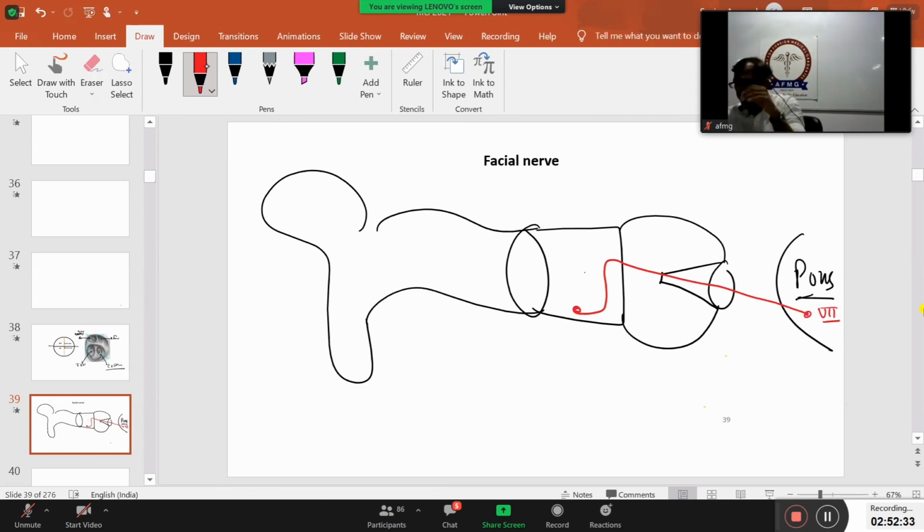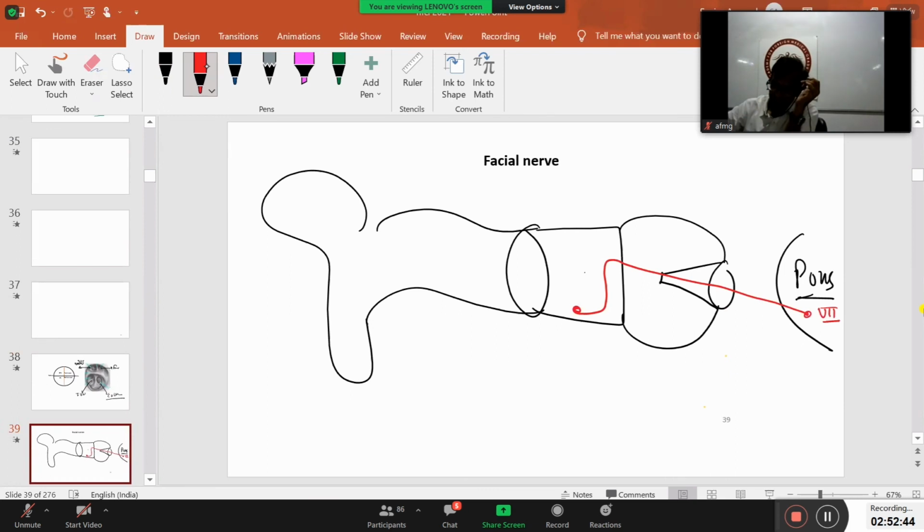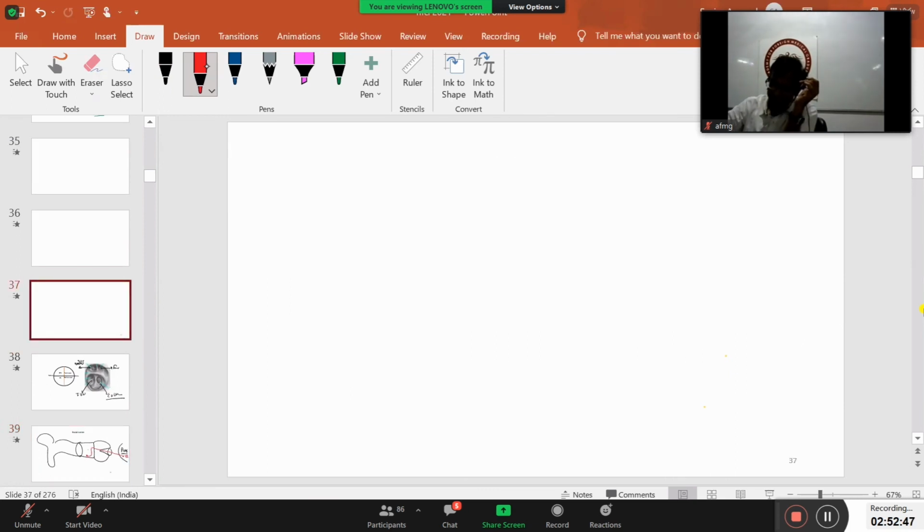And on its pathway, facial nerve has branches. How many branches does the facial nerve have? Seventh nerve has 7 branches. So very easy to remember. Seventh nerve, 7 branches. Easy to remember.